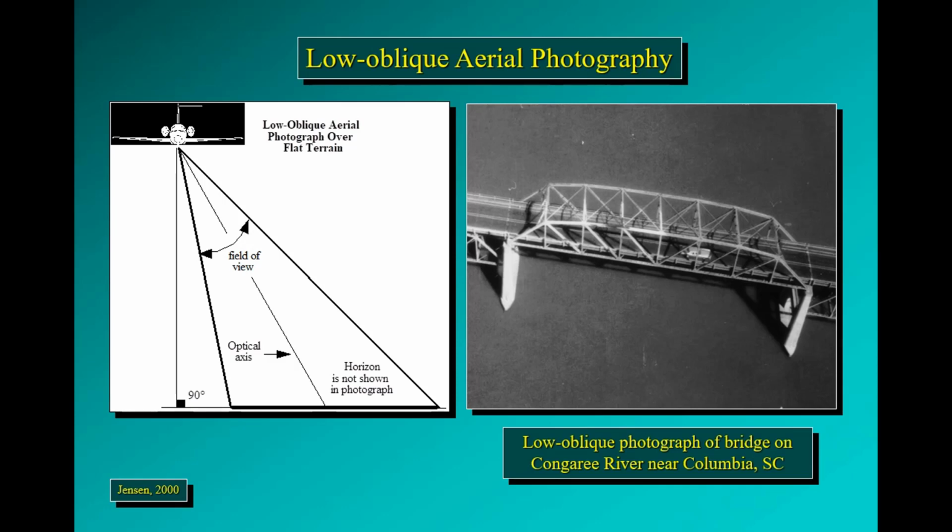So on the left-hand side, we see a profile view of the aerial photography acquisition process where we have an off-nadir optical axis. We are greater than plus or minus 3 degrees off of vertical. However, the horizon is not visible within the photograph that appears over on the right-hand side of this figure.